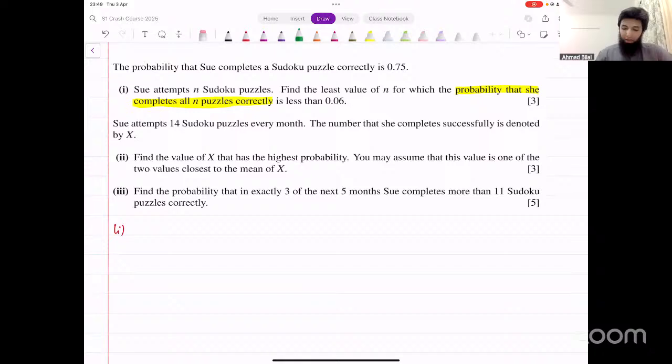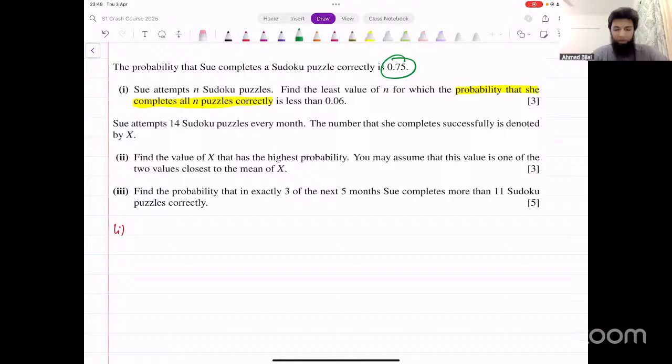Probability that she completes one puzzle correctly is 0.75, and she's attempting n puzzles in total. Assuming that the probability remains the same every time, right? That's what they're saying. For any puzzle, the probability is this, and there's repetition, and the total number of repetitions is also fixed. That's n. This is binomial distribution.